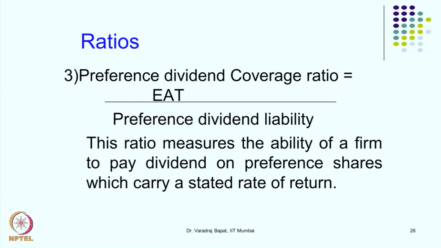In the same way, preference shareholders will be interested to know the coverage for their dividend. That is why there is the preference dividend coverage ratio. Now the preference dividend can be paid only after paying interest and taxes. So the numerator we have taken is EAT, or you can also call it PAT, earning after tax or profit after tax, divided by the preference dividend liability. So if the profit after tax is sufficient, the company will be able to pay the dividend as per the contracted terms. So the coverage is seen in this ratio.